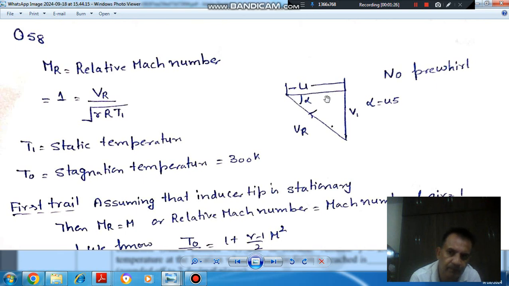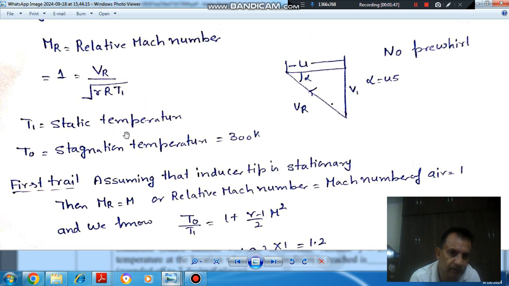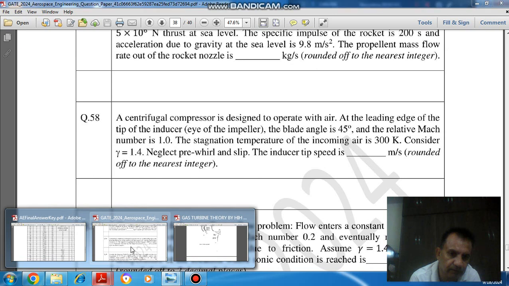It is given that the relative Mach number is 1. So VR, the relative velocity, divided by root gamma R T1 is 1. That is the definition of relative Mach number, where T1 is the static temperature, and the inlet stagnation temperature is given as 300 Kelvin.